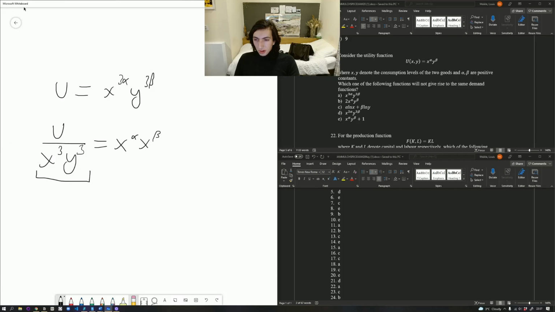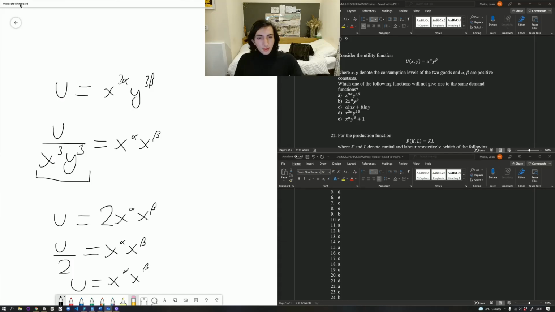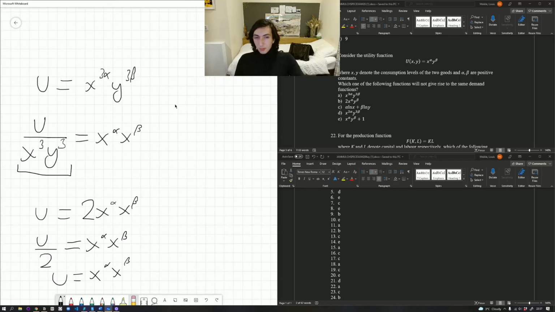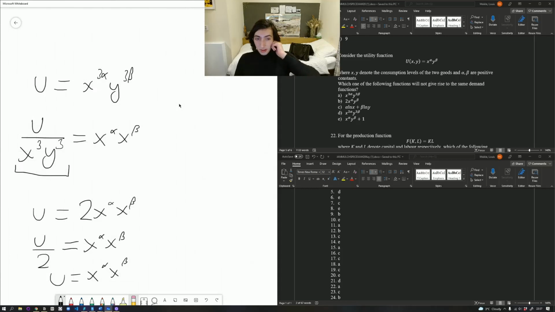And then you've got b here. This is essentially the same thing as well. If you've got u is equal to 2 x^alpha y^beta, you can divide by 2 on both sides. The constant's just going to change, but it won't matter that much because it's going to be essentially the same thing. So you can express this as u again. So that kind of makes sense. C is another way of writing that utility function.